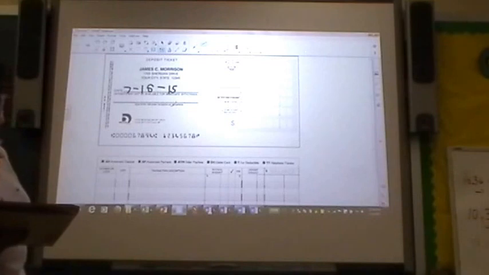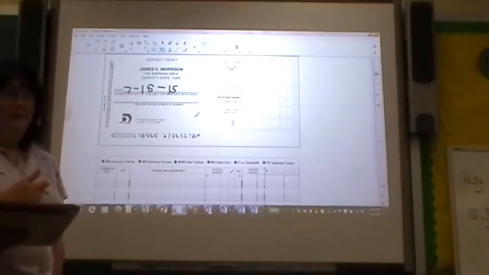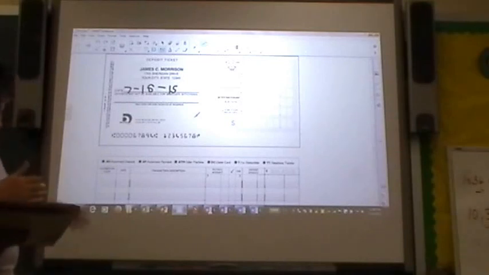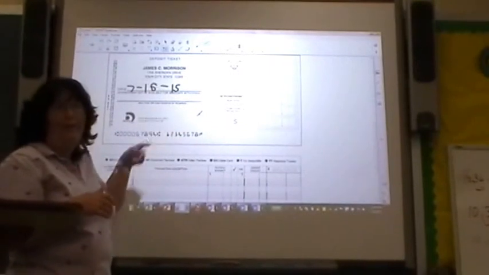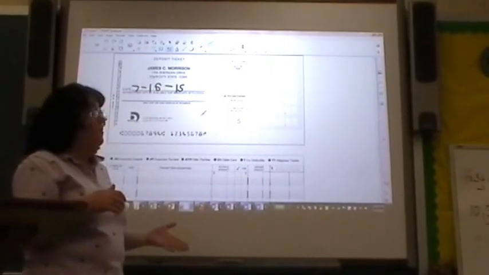All right. Now, if James was getting cash back, if he took a check and he needs to get cash back, he'll have to sign this. But if he's depositing the full amount, he won't have to sign it.